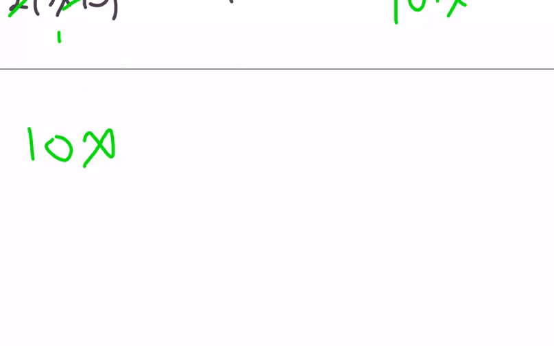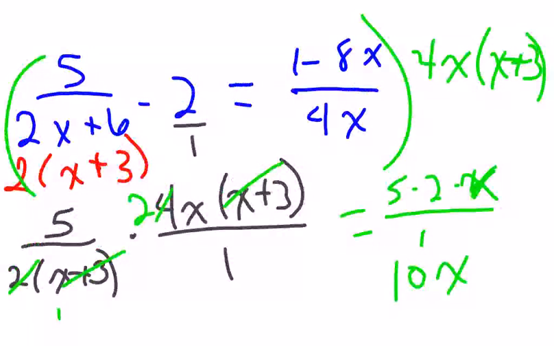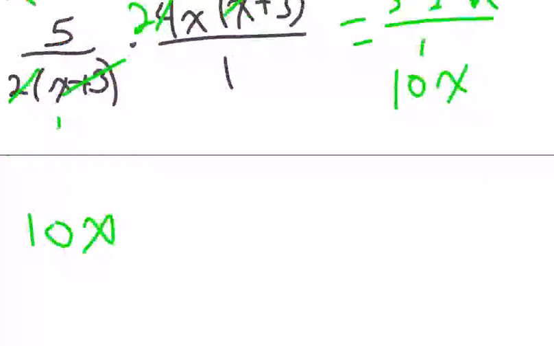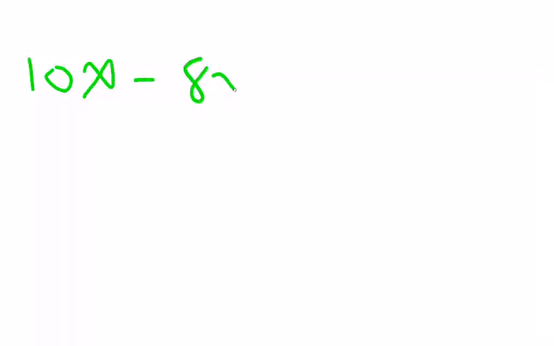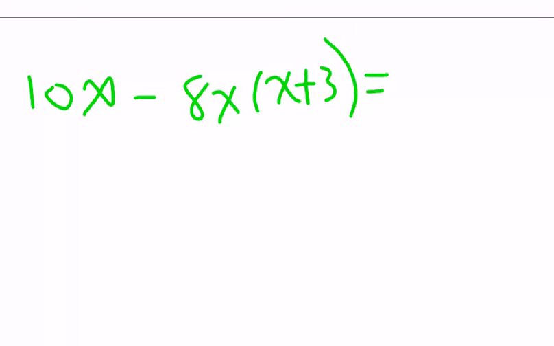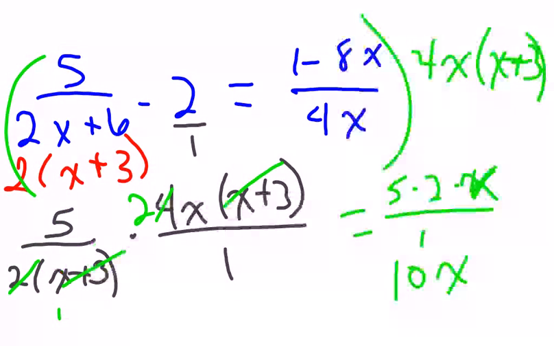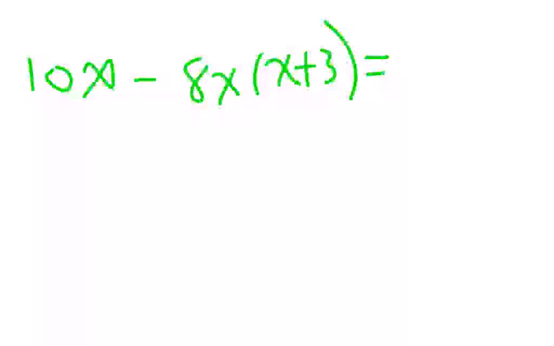So we have 10x, and then notice that 2, nothing's going to cross cancel. So it's 2 times the 4x times the x plus 3. So that's going to be minus 8x times the x plus 3. And then the last one, notice the 4 x's are going to cancel, and so we have 1 minus 8x times x plus 3.